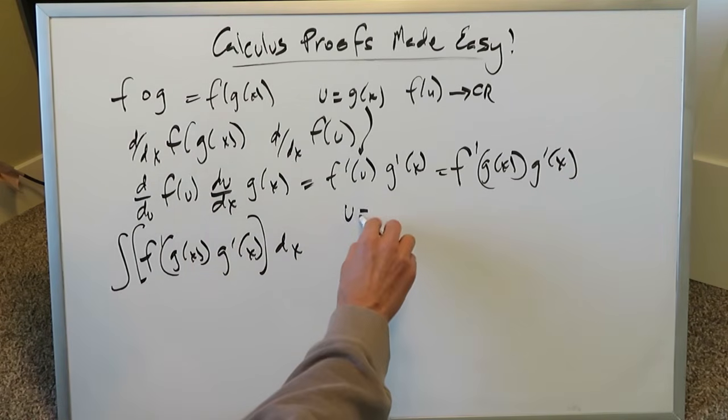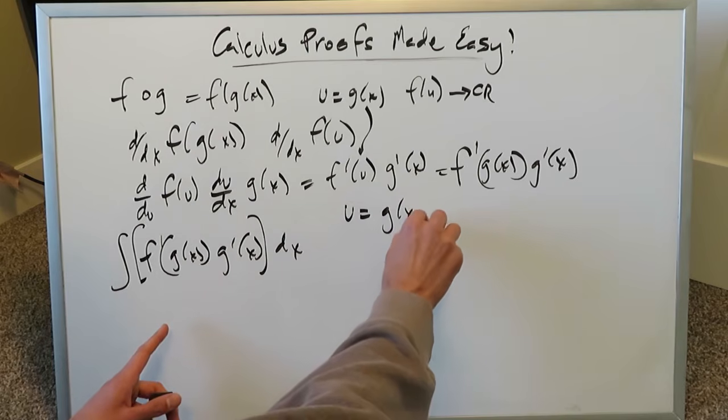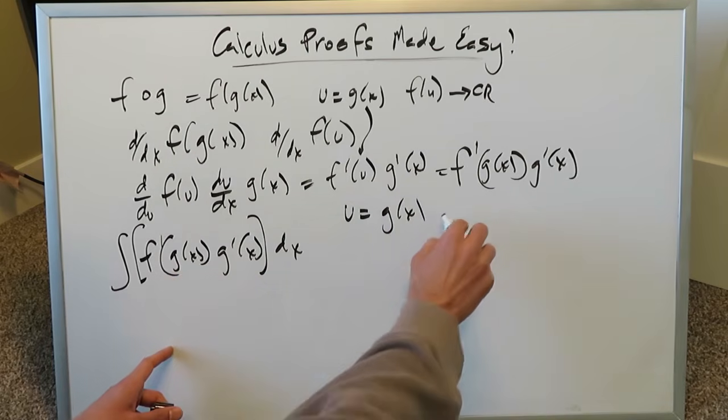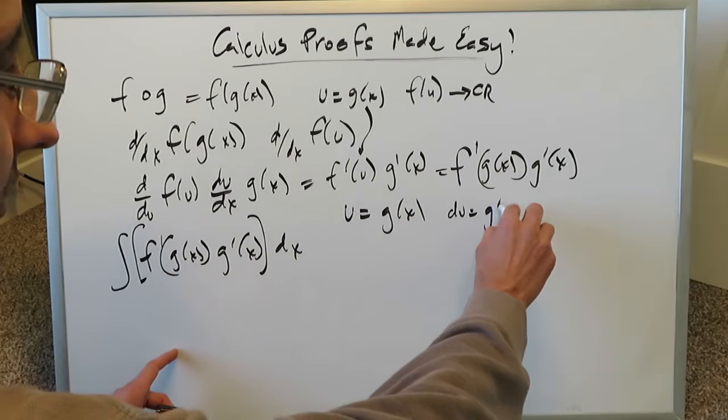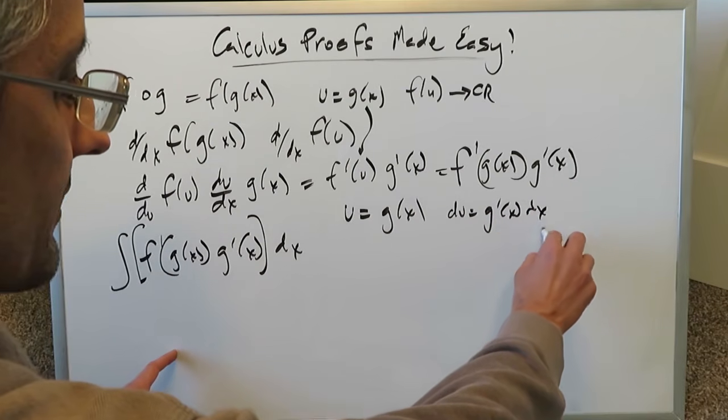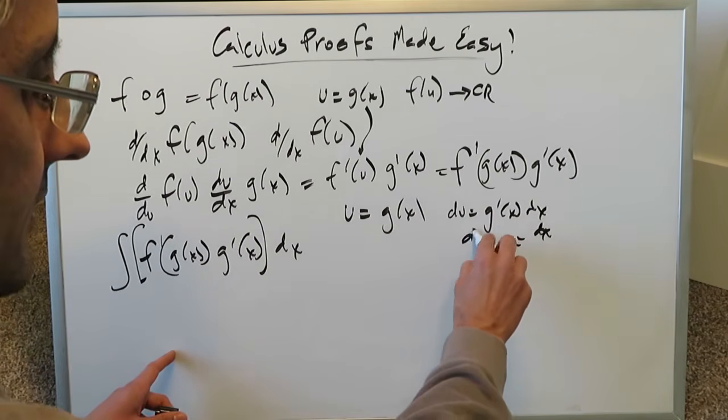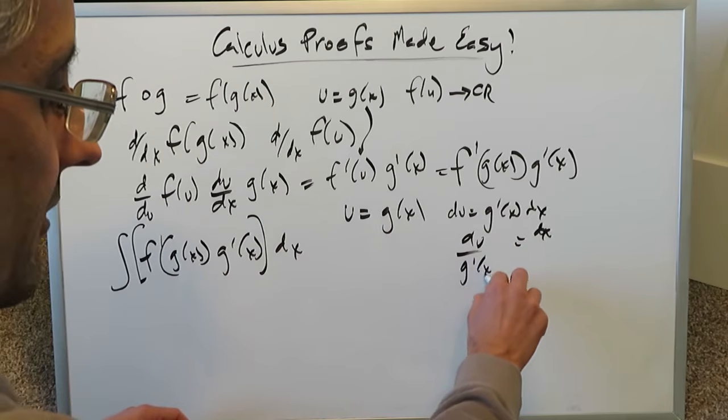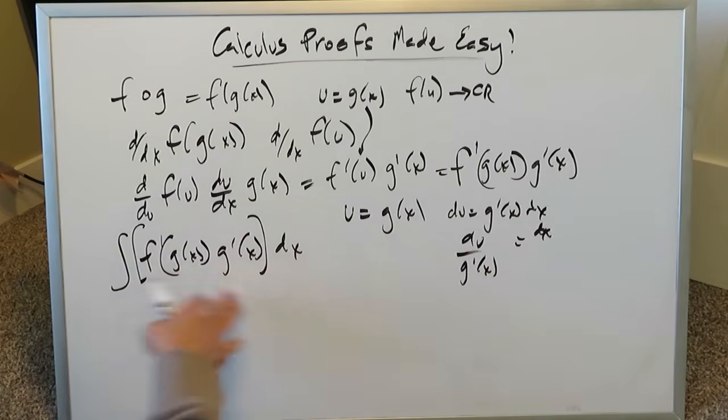Make a substitution: u is equal to g of x, because we have a composite function here. Then du is equal to the derivative of that with regards to dx, and dx is equal to, you take this on the other side, du over the derivative of g of x. Bring this substitution right into here and we'll show you what happens.